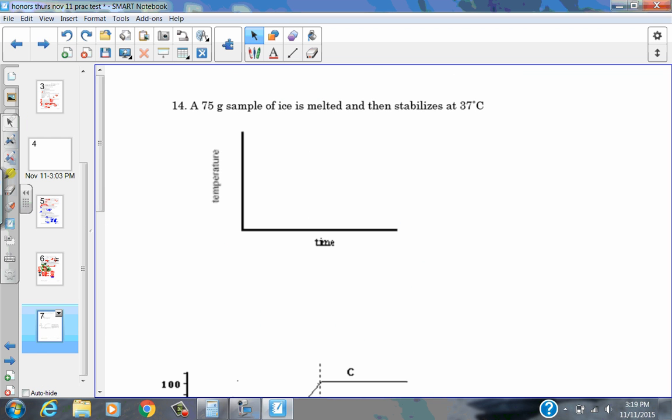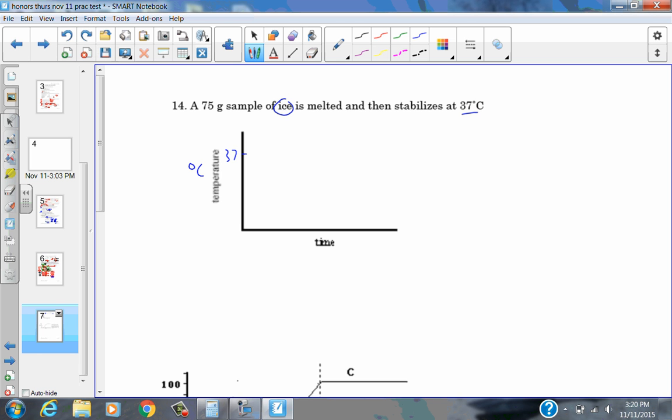Same song, second verse, but this is good because we're going to see that everything isn't a 5-step problem. We don't always start with steam and end at ice, or start with ice and end at steam. This time, we're starting with ice, but it's going to end at, uh-oh, it doesn't tell us. We're going to have to use our brain to figure out what 37 degrees Celsius is. So highest it's going to get is 37. I'm going to put it up there.